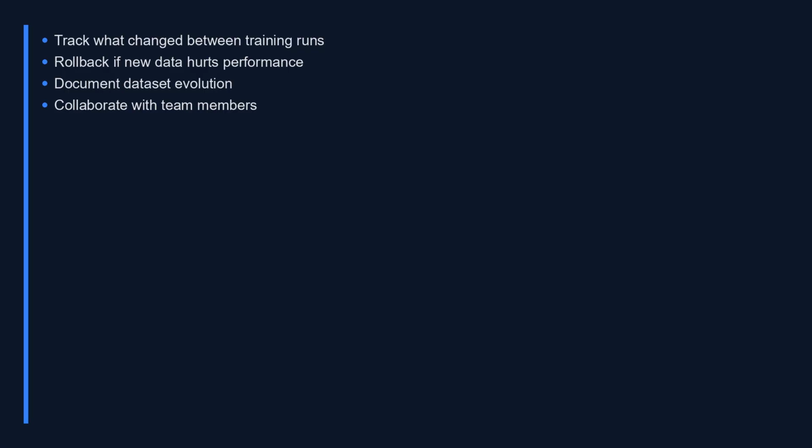Version control for dataset versioning solves a problem that will absolutely bite you if you ignore it. You train a model, improve the dataset, retrain, and the new model is worse, but you've already overwritten the old dataset. Version control gives you the ability to track exactly what changed between training runs, roll back to a previous dataset if new data hurts performance, document how your dataset evolved over time, and collaborate without overwriting each other's work. Treat your datasets with the same discipline you'd apply to source code.